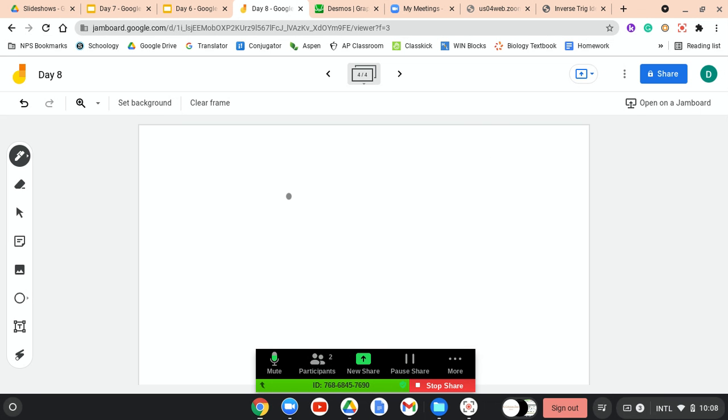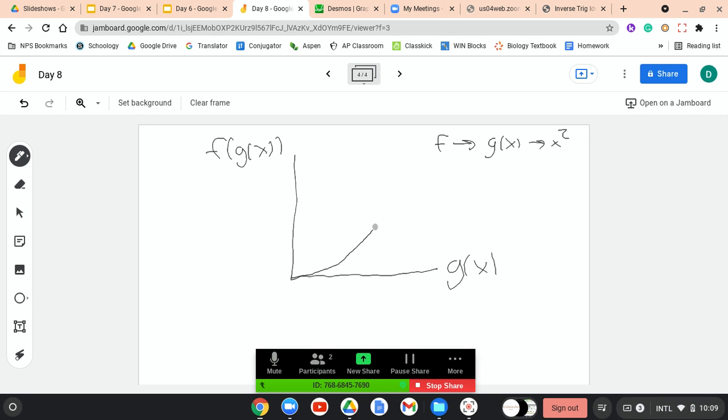This concept might be unfamiliar to you, but we're going to make it make sense. If I graphed f of g of x as my outputs and g of x as my inputs, so instead of just x being my inputs, g of x are my inputs, and the function f takes in g of x and squares it, then if we graph f of g of x with respect to g of x, is that just the same as x squared? Exactly. It's going to look like the graph of x squared.